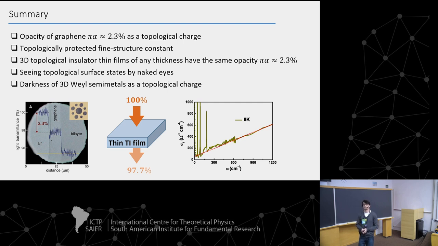So I have two questions about the topological insulator. The topological insulator has a top and bottom surface. So is it exactly twice? Because they don't move independently, the top and the bottom. In other words, is the opacity twice 2.3% or just one? In this thin topological insulator, you have only one times 2.3% when you go from 100 to 97.7, but I thought there was a top and a bottom.